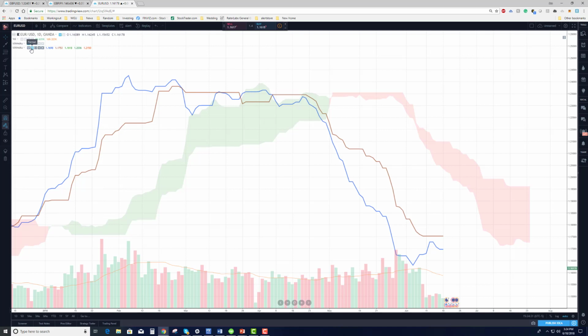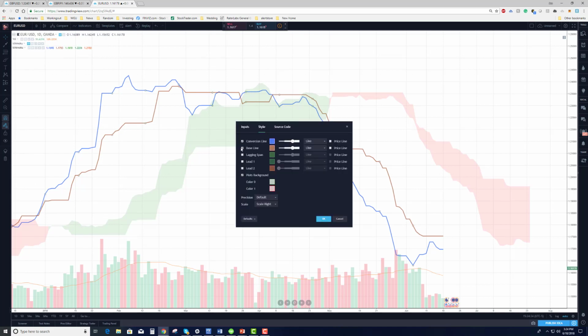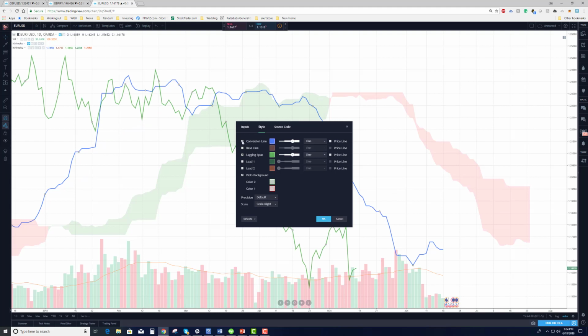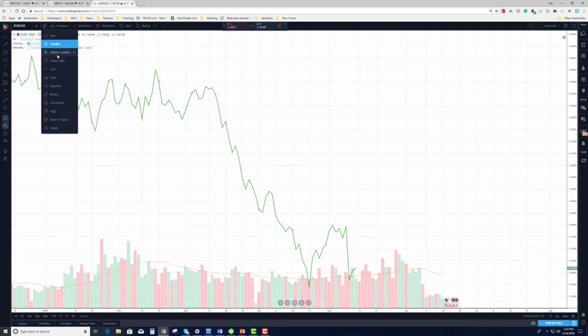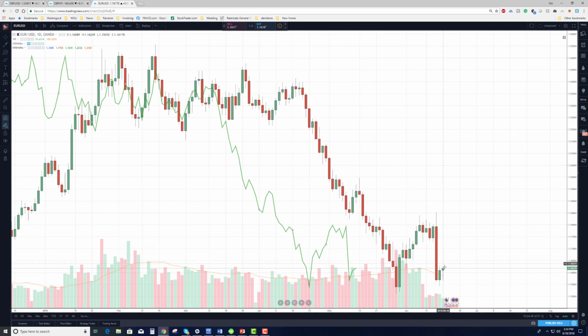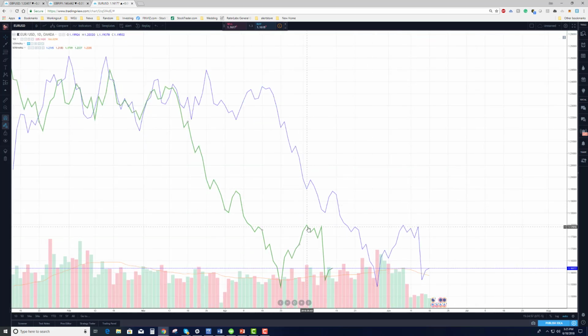The next one that we want to take a look at is the lagging span. Very easily, that is just the current price action moved backwards 26 periods. So if instead of looking at a candlestick chart, we take a line chart, that's what we're looking at. We're just looking at the current price action being mirrored back 26 time periods. And the reason for that is going to become apparent.